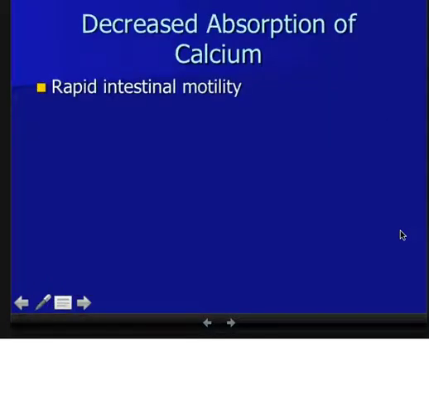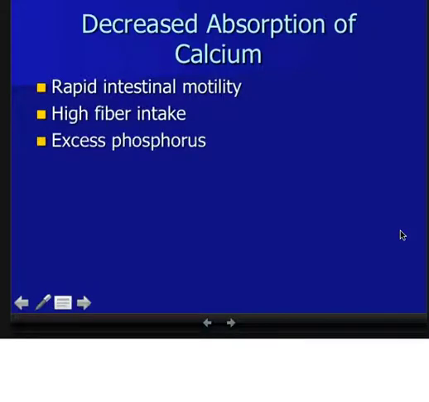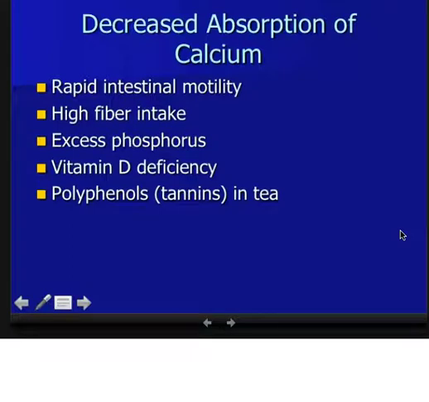Okay, decreased absorption of calcium can be a result of rapid intestinal motility, high fiber intake, excess phosphorus, active vitamin D deficiency. Let's be very clear about that. And polyphenols, which are often found in tea. Also, menopause will have an effect on this, in addition to aging.